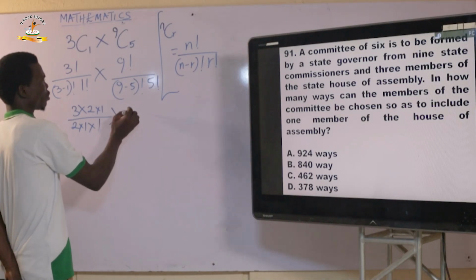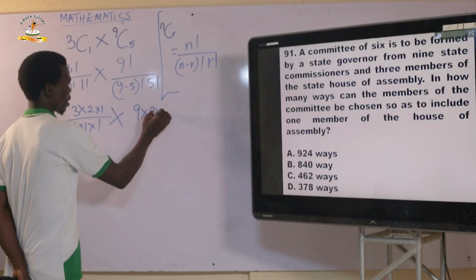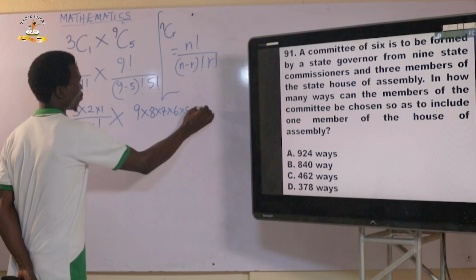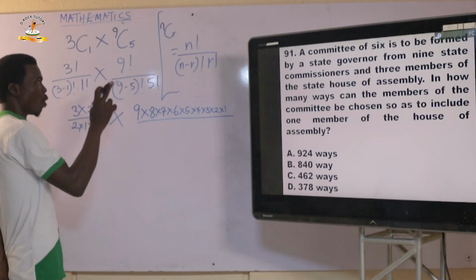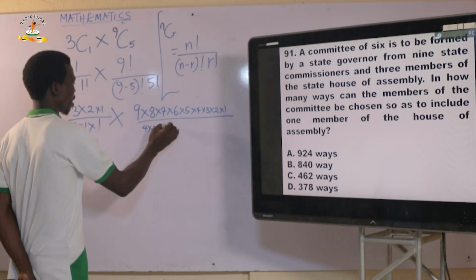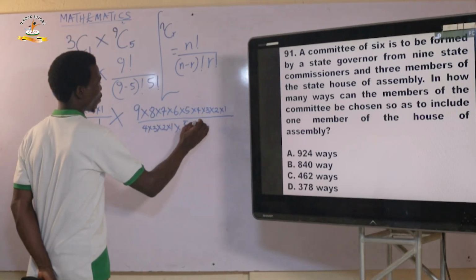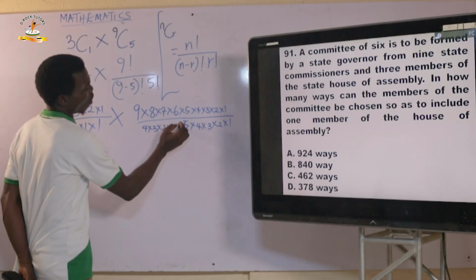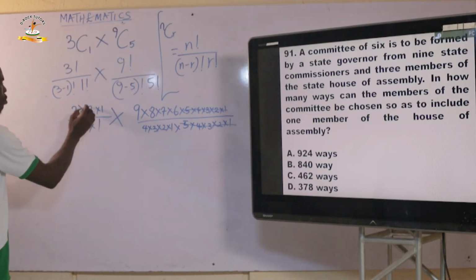Then this multiplication: 9 factorial is 9 times 8 times 7 times 6 times 5 times 4 times 3 times 2 times 1, all over 9 minus 5 is 4. 4 factorial is 4 times 3 times 2 times 1, times 5 factorial, which is 5 times 4 times 3 times 2 times 1. At a glance, you can see all of these 5 factorial cancel these 5, and these 2 cancel these 2.